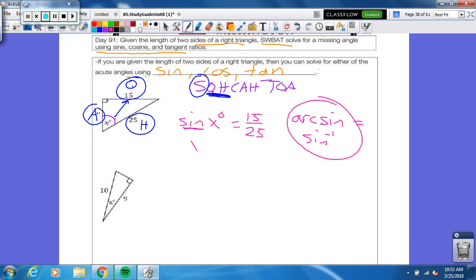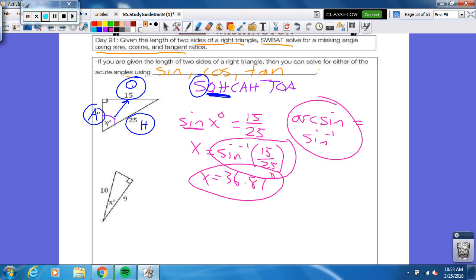So what we're going to do is just rewrite it. x equals sine to the -1, or arc sine, of 15 over 25. And that's exactly what you put in your calculator. Make sure it's on degree mode. You have inverse sine, or arc sine, of 15 divided by 25. Do that with me, and you get 36.87 degrees if you round. Boom. Cool. All right, so that's how we do it.